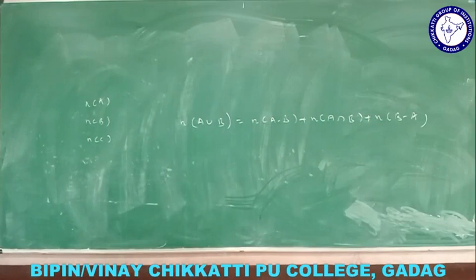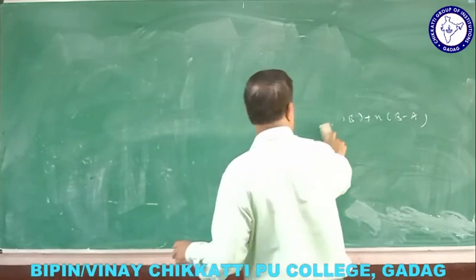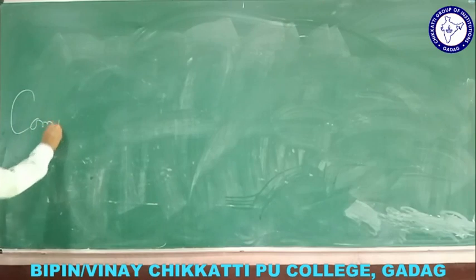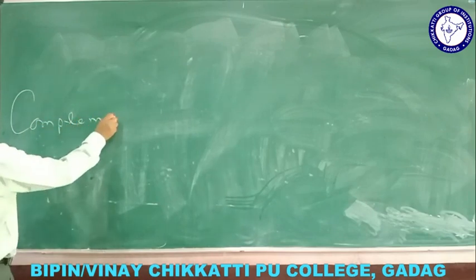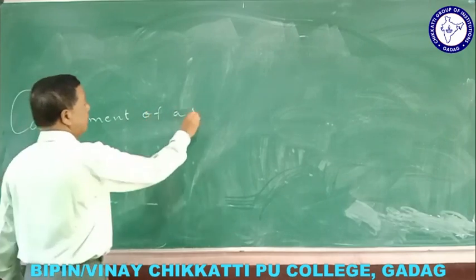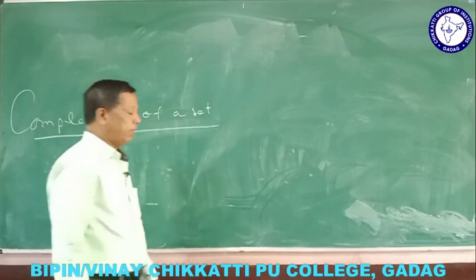So now we go for studying, finally, complementation, and that is the end of this chapter. After that we go for some derivations, and that completes the chapter. So what is complementation? First you understand what the complement is. Complement means complement of a set. Try to understand what the complement of a set is.